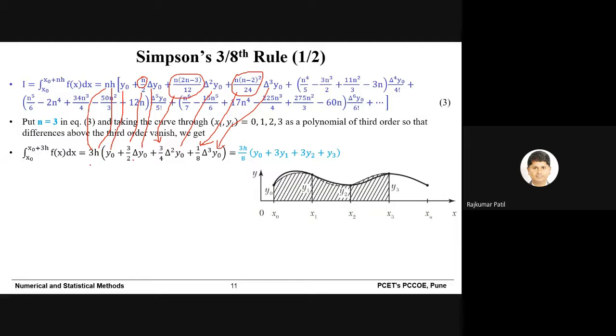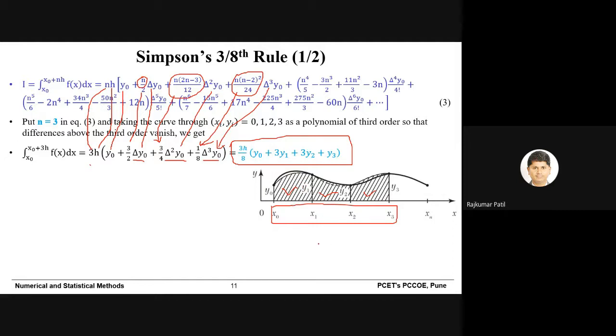And again we put the value of del y naught, del square y naught, and del cube y naught and simplify the same. So for the highlighted region, you will get the area as 3h by 8 into bracket y naught plus 3y1 plus 3y2 plus y3. So this is for the 4 points, or we can say the 3 regions, which is between x0, x1, x2 and x3.